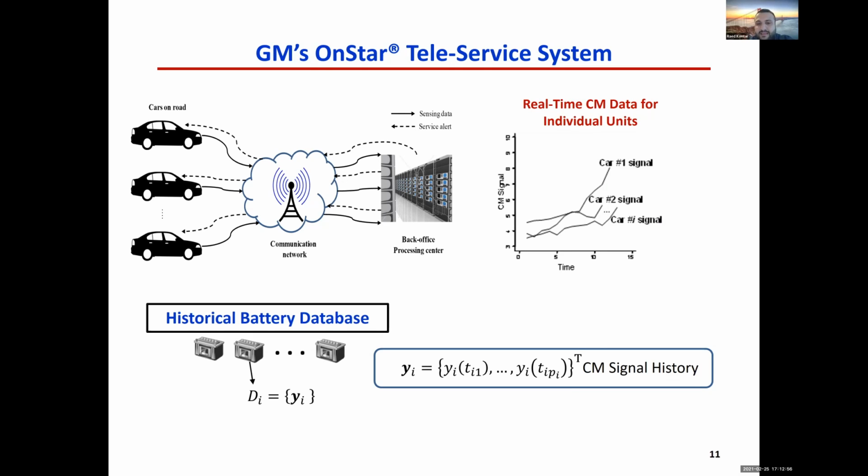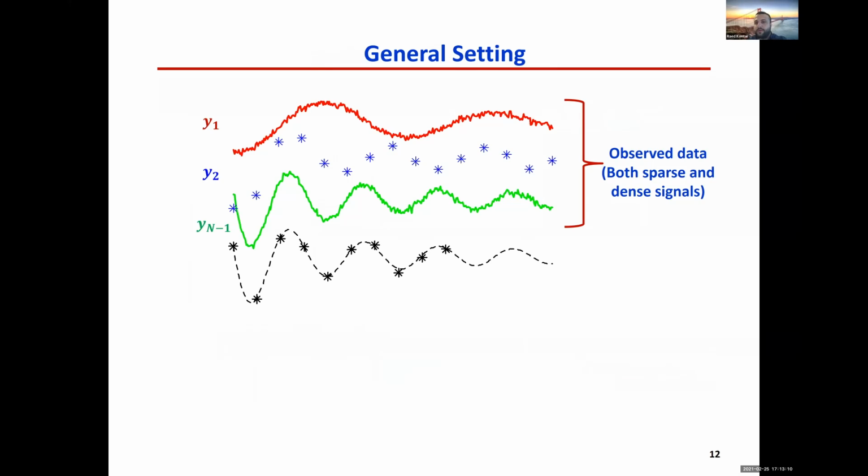So basically the data that is available in such a system is we have a historical database from cars on the road, perhaps cars that have lived their lifetime or perhaps cars that are currently on the road. And then we have some cars that we are interested to predict how they will behave in the future, or trying to just understand their behavior in general.